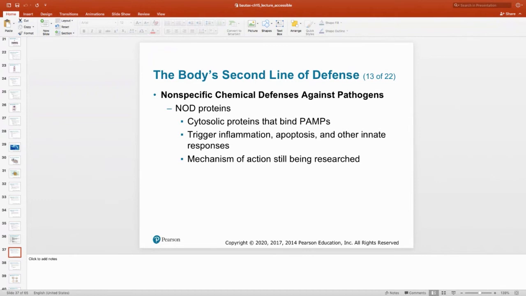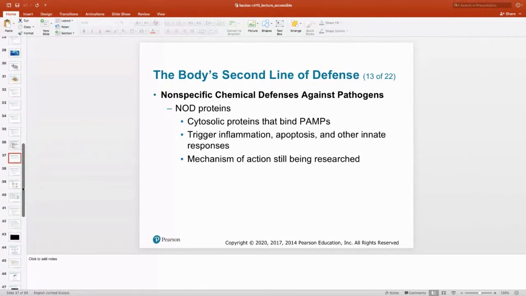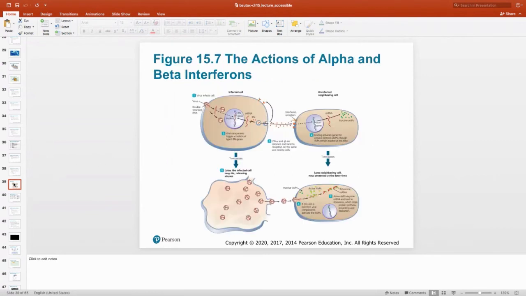So far, we've been talking about all of these defenses, and they're primarily against bacteria, although we did talk a little bit about viruses. We talked a little bit about parasitic worms, helminths. And now we're going to turn our attention specifically to viruses when we talk about interferons. These are protein molecules that are released by host cells, and they non-specifically inhibit the spread of viral infections. And here's how they work.